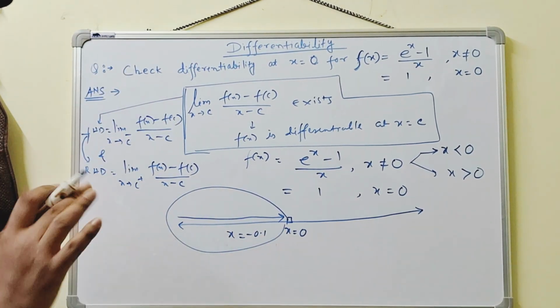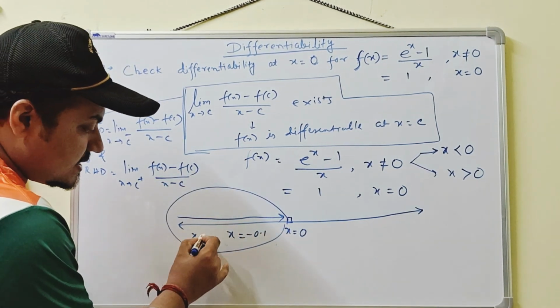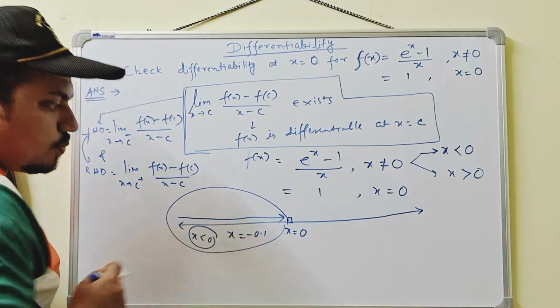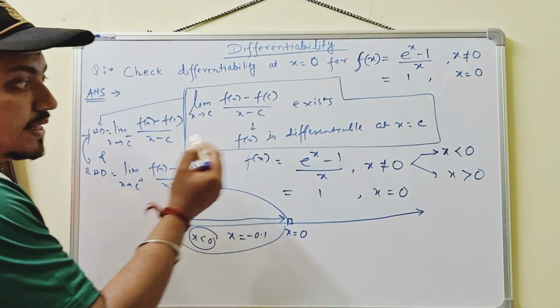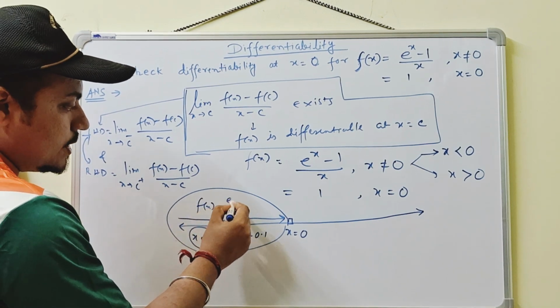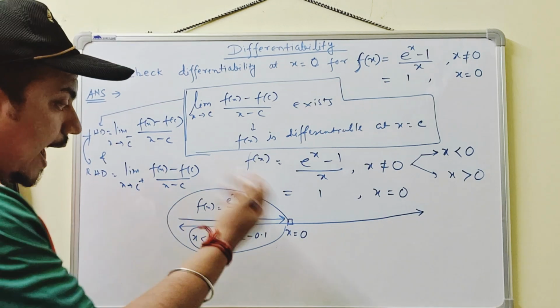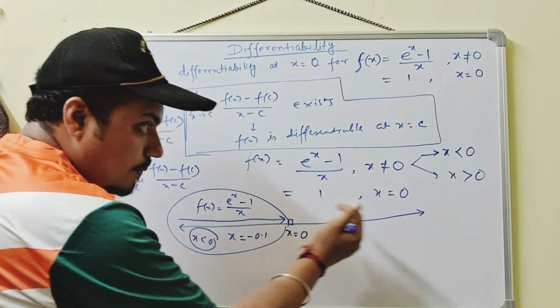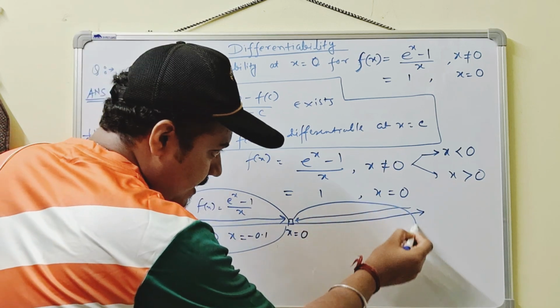Whatever point you can take, you can use, but a close point you have to take. Obviously that point is less than 0, say x equal to minus 0.1. So when x is less than 0, the value of the function f(x) is equal to (e to the power x minus 1) by x. Then what comes from the right-hand side, close to 0, is your right-hand derivative.